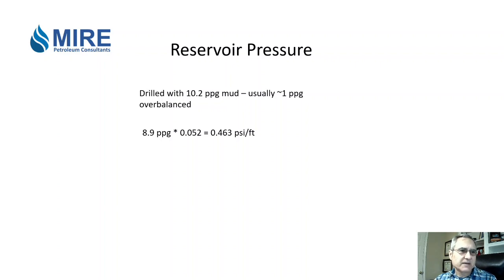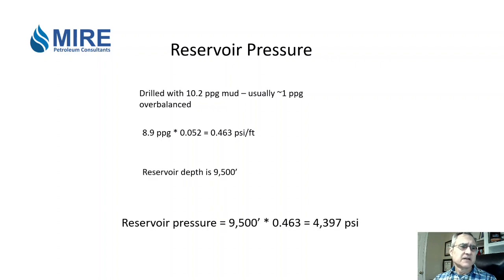about 8.9 pounds per gallon, and you multiply that by the conversion factor and you get 0.463 psi per foot. And if you know your reservoir depth that you're studying is 9,500 feet, you can estimate the reservoir pressure using this formula. So at the time of drilling, the reservoir pressure was about 4,400 pounds per square inch. You can infer that from this logging information.